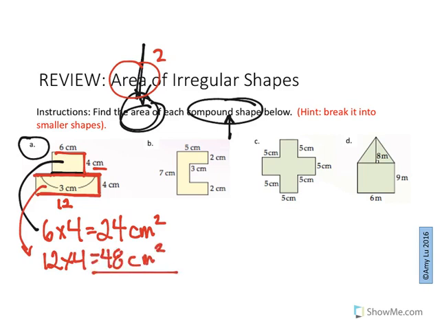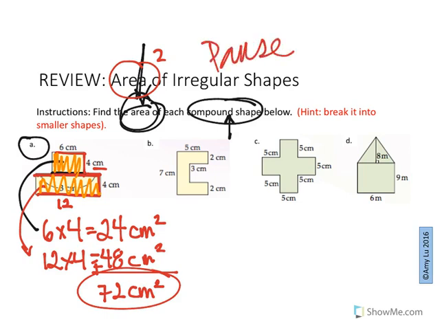And then finally, to get the total area of the shape, you have to add the 2 parts together. So 24 plus 48 will give you 72 centimeters squared. And that is your answer. So at this time, pause and complete the next 2.